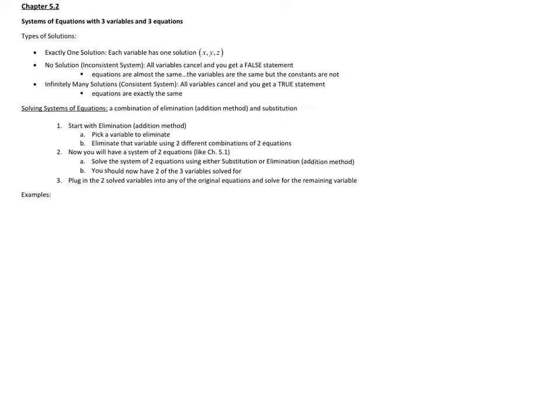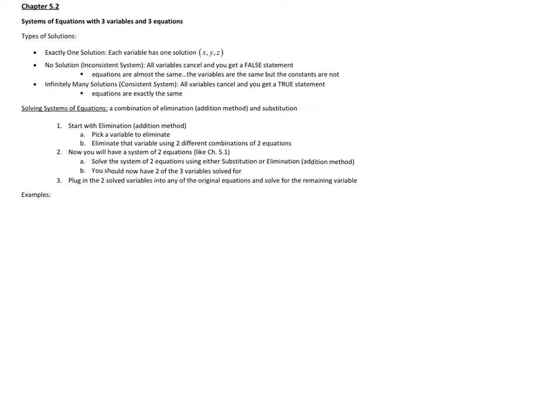Are there other systems to solve? Yes, we could have four equations. We could have five equations. We could have however many equations with however many variables, but that's for another course, okay? So this is going to be a mixture of the two ways that we looked at when we were solving a system with two equations.